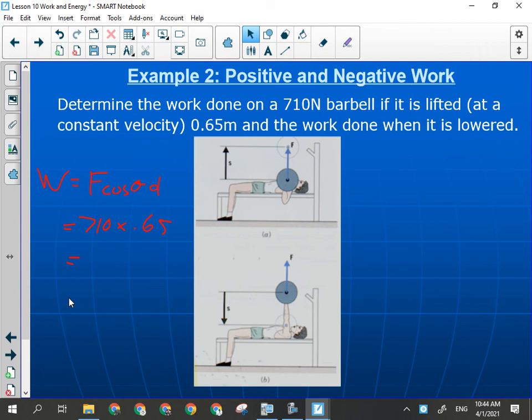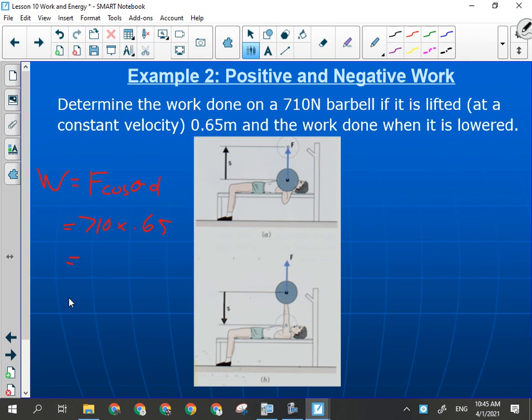That means I do work no matter whether I'm lifting it or lowering it. Because I have to resist the 710 newtons. If I don't, I'll die. I have to lower it slowly. I have to exert 710 newtons up.